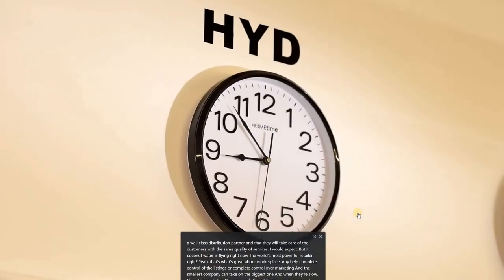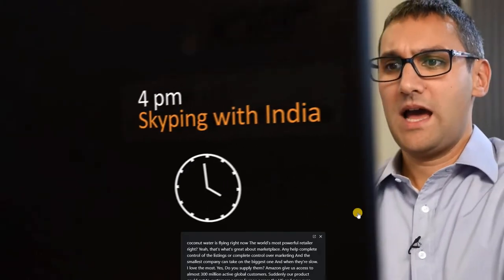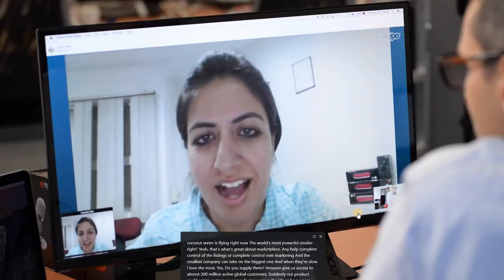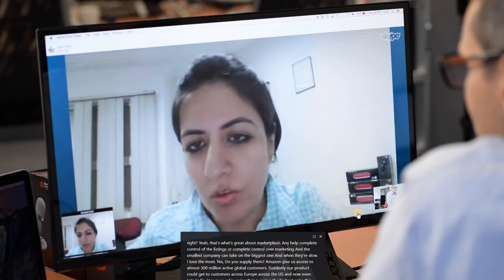Amazon gives us access to almost 300 million active global customers. Suddenly our product could get to customers across Europe, across the US, and now even into India. How are the sales going? We've been seeing the highest sales this month, considering Diwali coming up. We've already crossed 500,000.